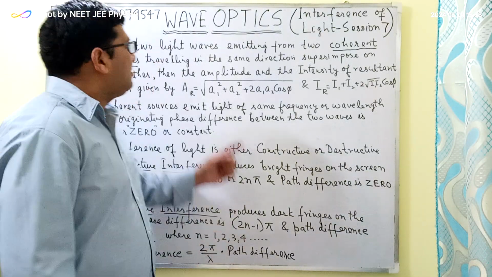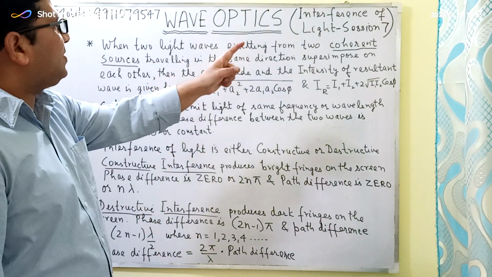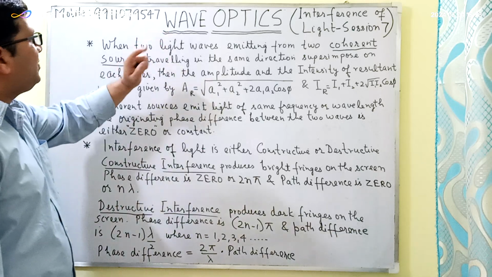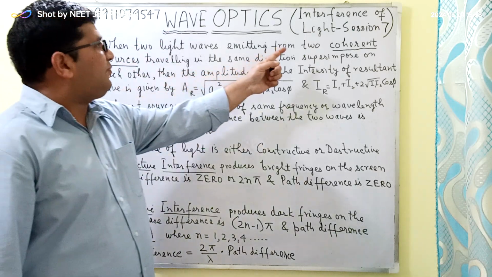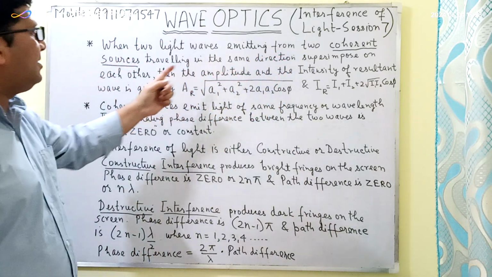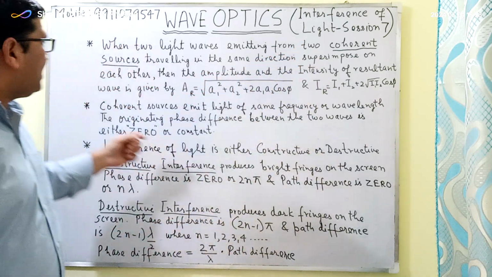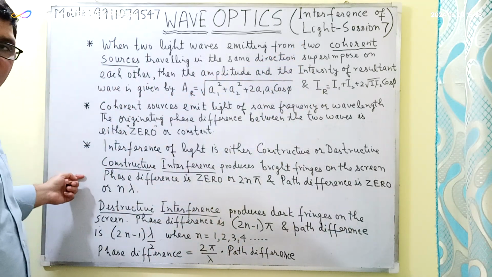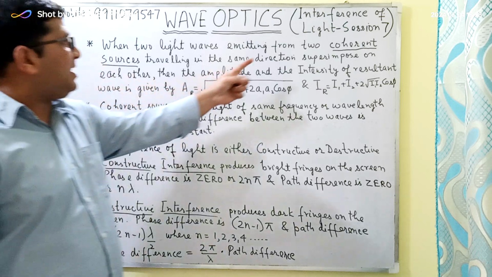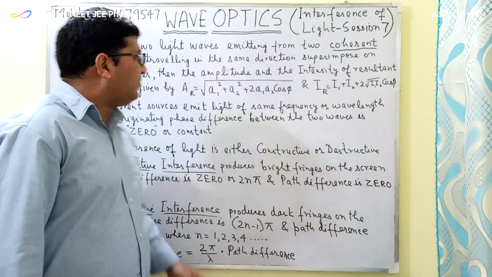Welcome back, students. This is session 7 from the playlist of wave optics. The topic is interference of light, and today I will be discussing this phenomenon in brief. For that purpose, I have written down here 3 bullet points which describe this phenomenon in brief.